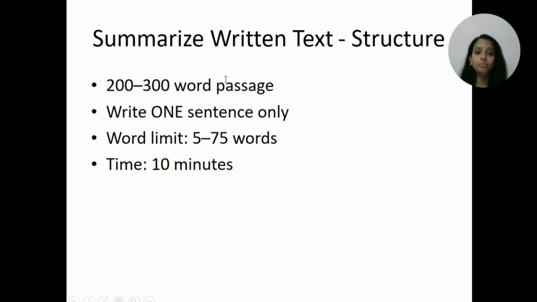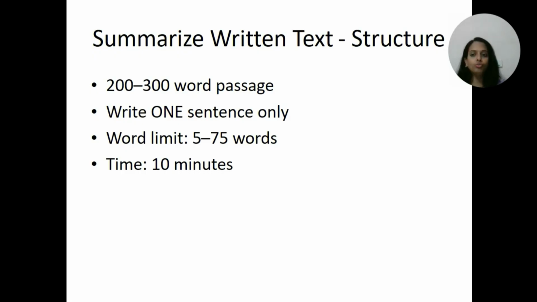When it comes to summarize written text, the structure is like this. You will see a passage of 200 to 300 words. You have to write only one sentence. Word limit is 5 to 75 words, and you'll be having 10 minutes time. So let me repeat this because students make mistakes here. Only one sentence, not two sentences, not a paragraph. Even if your content is amazing, if you write more sentences, then your score will drop.